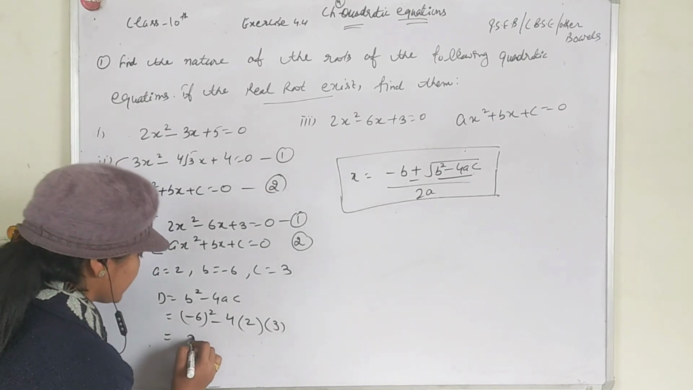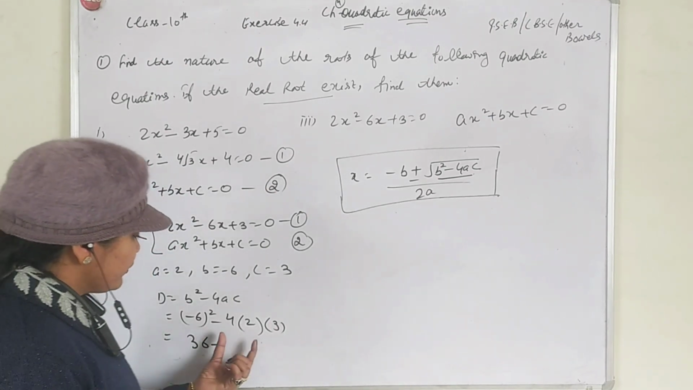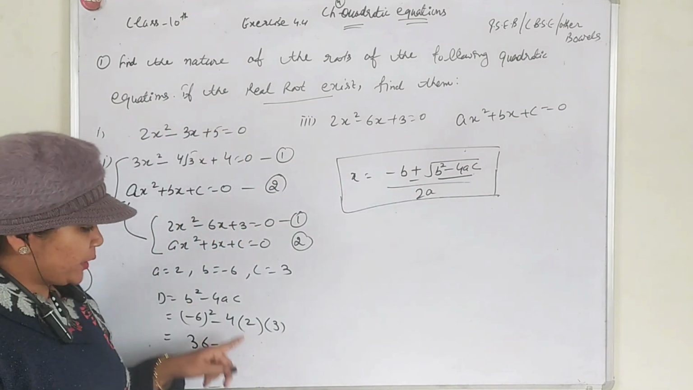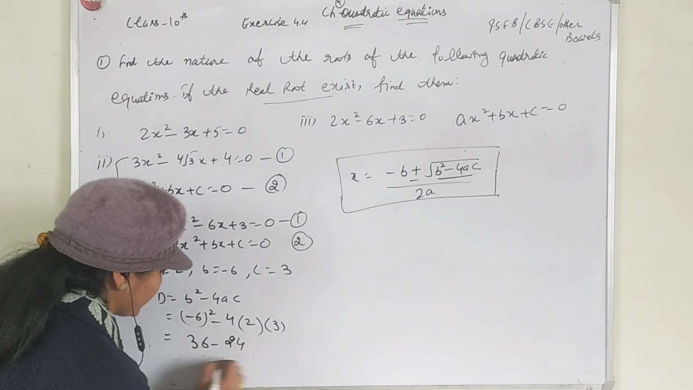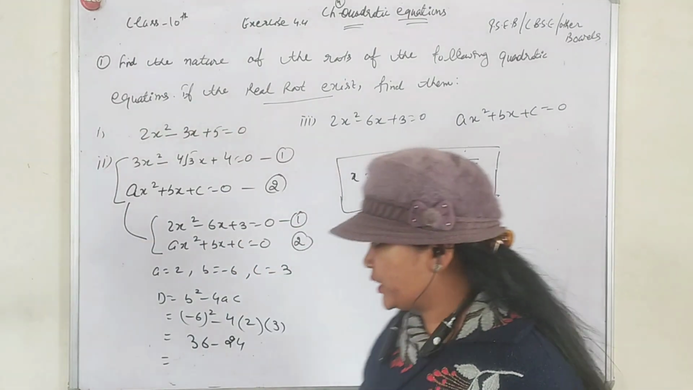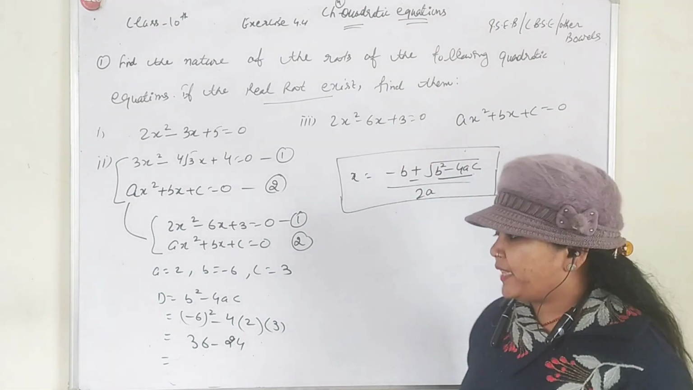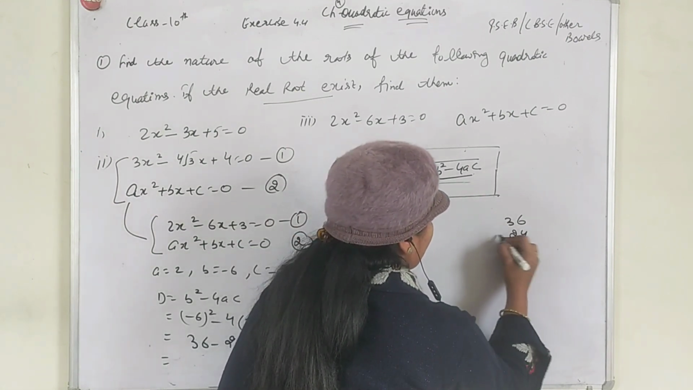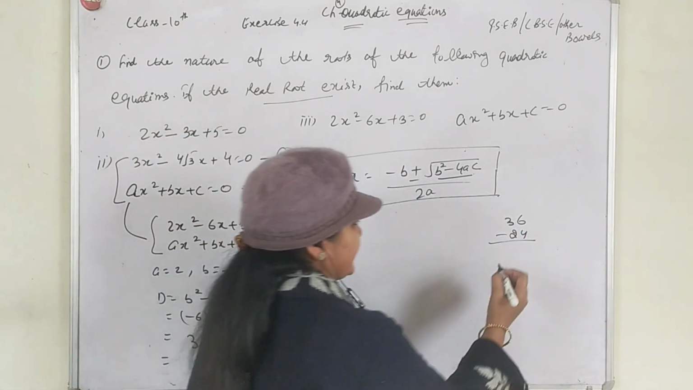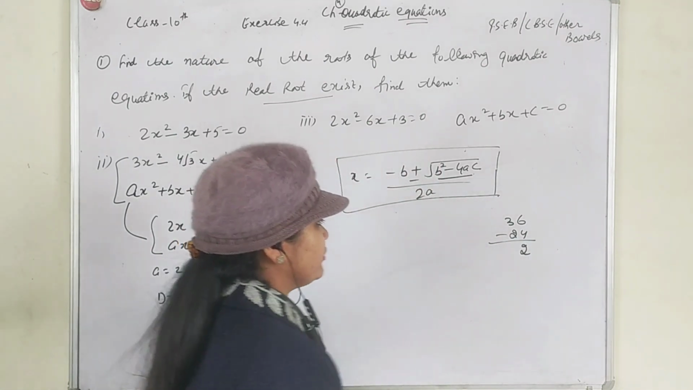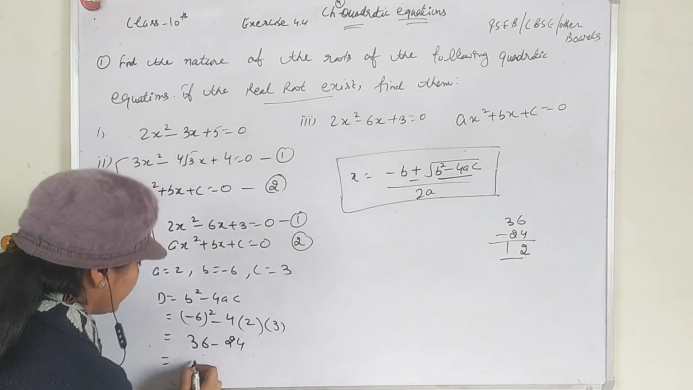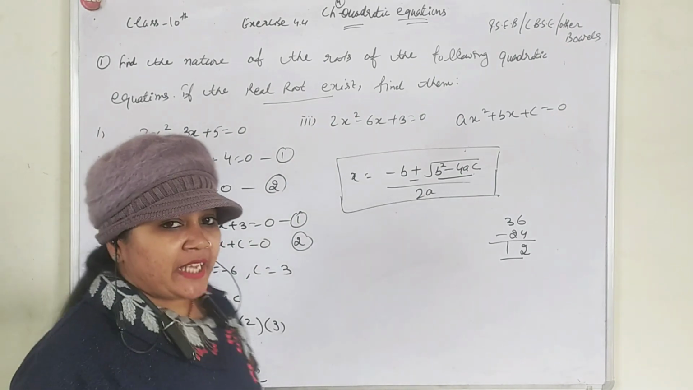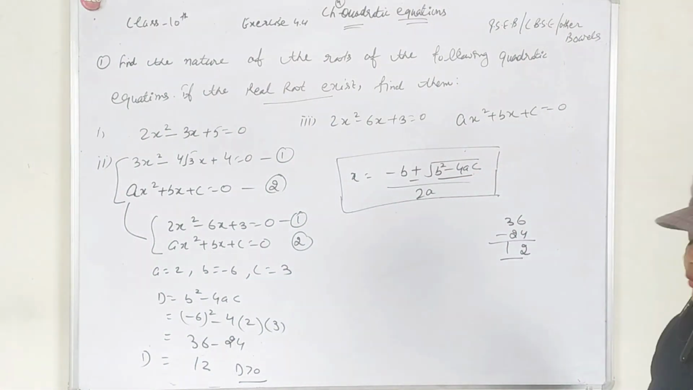So (−6)² is 36, minus the product of these numbers. 4 multiplied by 2 is 8, and 8 multiplied by 3 is 24. Now we have two numbers, one plus and one minus, so we subtract: 36 minus 24. We get the answer 12, that means D is greater than 0. We conclude that since D is greater than 0, the roots are real.